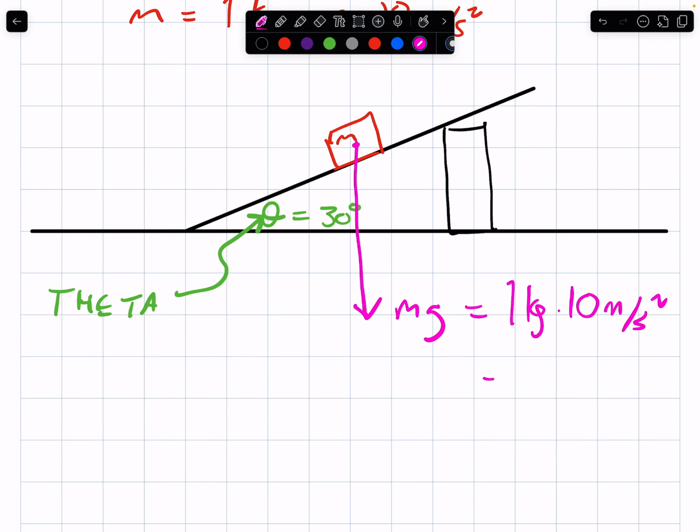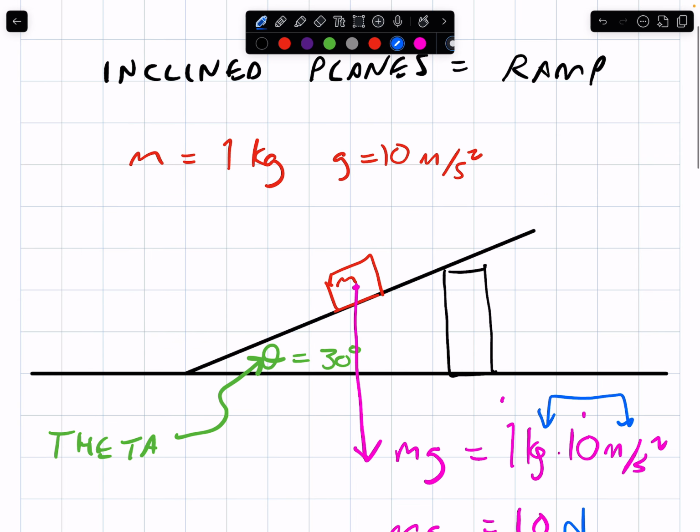And so that means that the weight of this guy, mg, well, 1 times 10 is 10. And you better know this by now. I'm serious. A kilogram times a meter per second squared is called a newton. So the weight of the block is about 10 newtons. That hasn't changed any. What has changed is the normal force acting on the block.